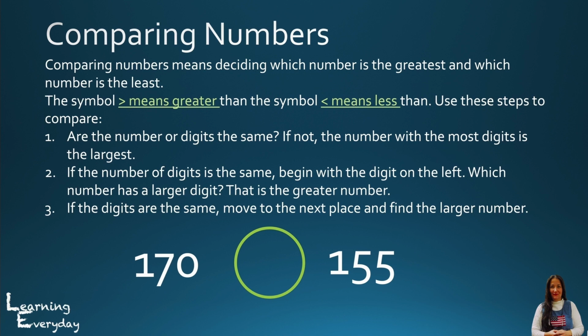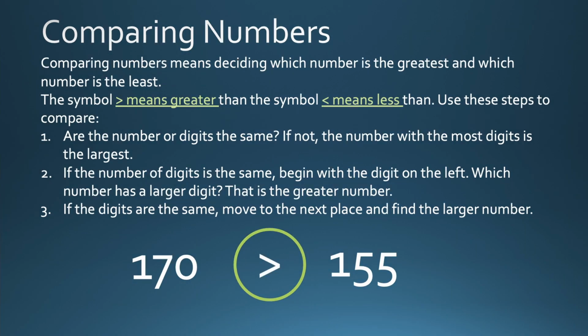170 on the left, 155 on the right. Compare the first digits. They're both 1s. Go to the next digit. It's a 7. 7 is larger than 5. 170 is greater than 155.